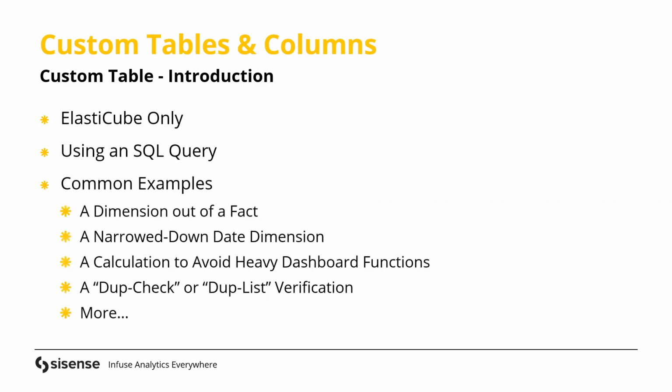Common examples for custom tables are creating a dimension table out of a fact, narrowing down a date dimension to a smaller date range, a duplication check or list to avoid many-to-many relationships, and much more. Using custom tables correctly will reduce the amount of work performed by your dashboards every time they load.